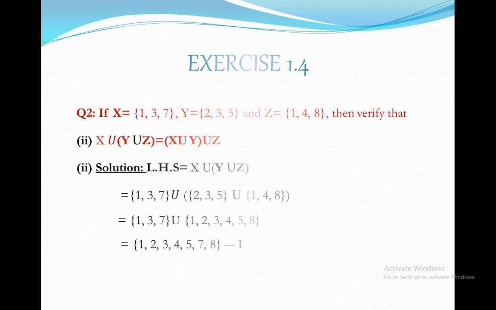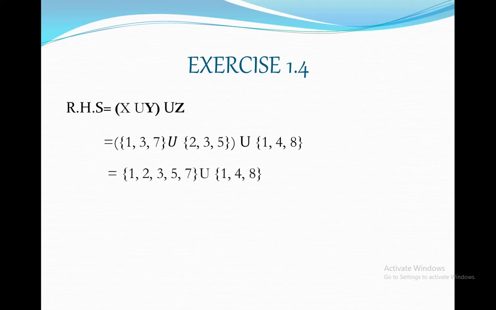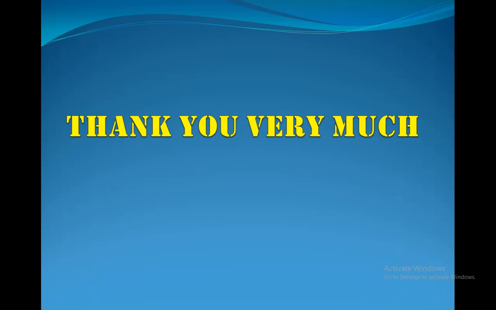Proceeding next to the right hand side, we have (x union y) union z. Now writing the values given: ({1, 3, 7} union {2, 3, 5}) union {1, 4, 8}. Taking the union of the first two sets, x and y, we have {1, 2, 3, 5, 7} union the last one, set z, {1, 4, 8}. Now combining all these, we have {1, 2, 3, 4, 5, 7, 8}. You can observe that 1 and 2 are both the same. So from 1 and 2 we have verified that the associative property of union is verified.